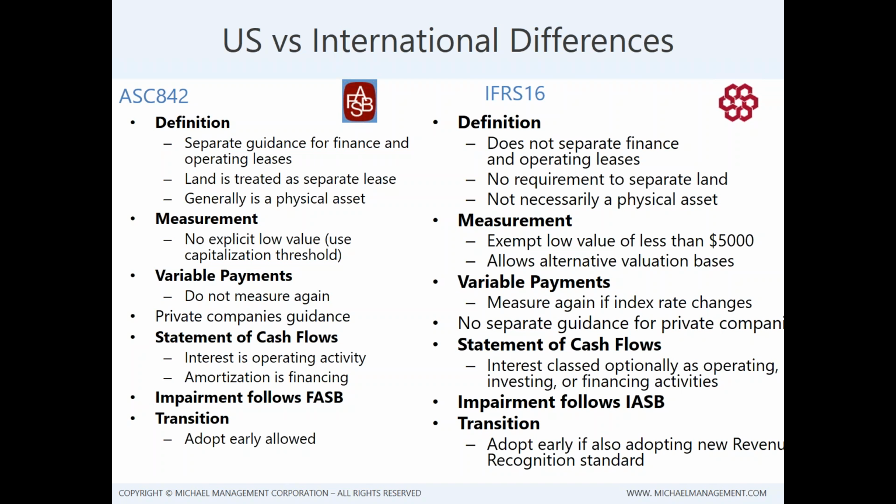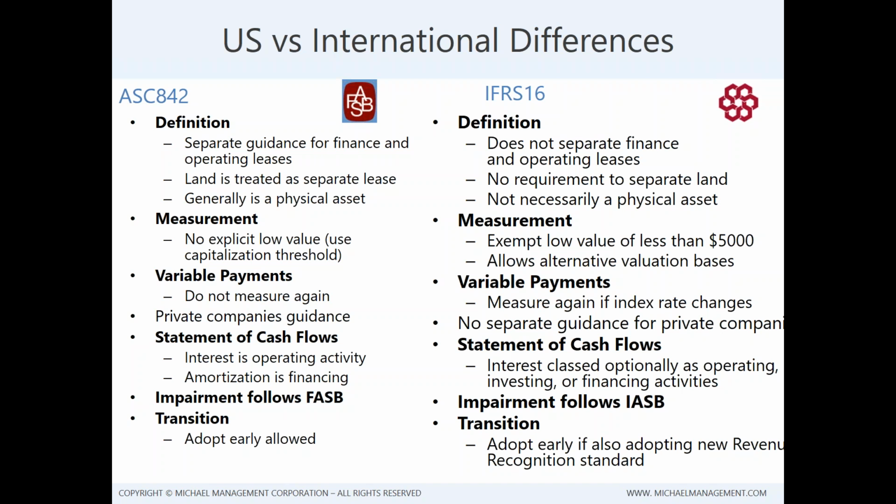Internationally, you have an option on how you classify interest. It could be one of three things. So again, some nuances between the two standards. You don't see this in the revenue recognition. It's essentially the same. Now, impairment, on impairing these right-to-use assets, yes, you have to apply that standard. It's a different standard, and it's got some different rules between international and FASB.